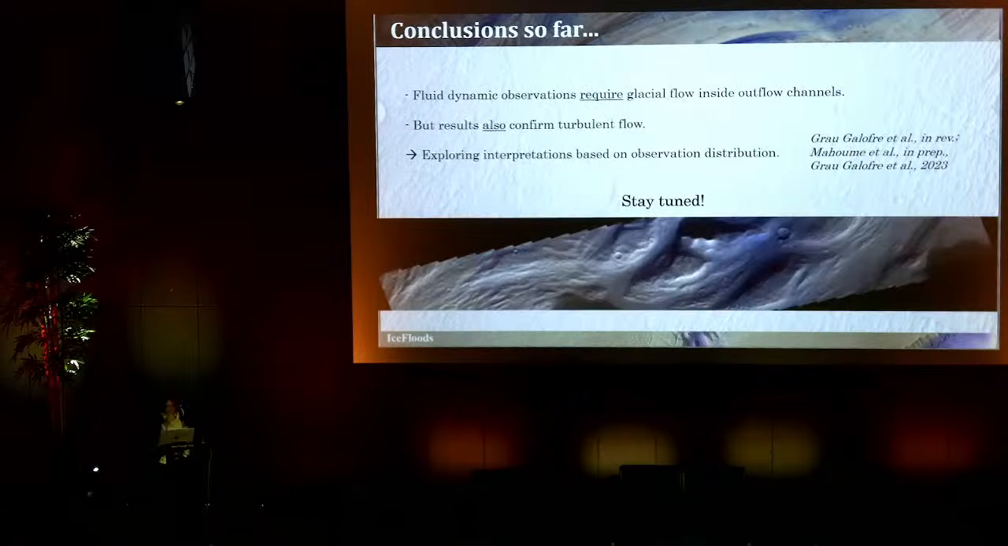All right, so coming to some conclusions so far, and these are preliminary results that we're working into a paper. Fluid dynamic observations require glacial flow in some areas inside of the outflow channels. But are these areas representative, and how much erosion? And how big was this ice body, and how much do we require for it? Results also confirm turbulent flow. So that means that it's a lot more complicated than just megafloods or megaglaciers. There's probably a little bit of both, which is usually what happens when we look at the Martian landscape. It's always more complicated than what we expect at the beginning.